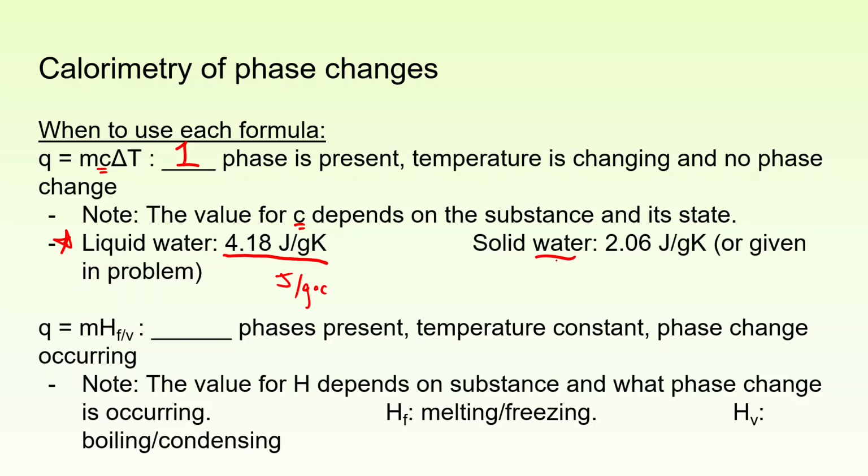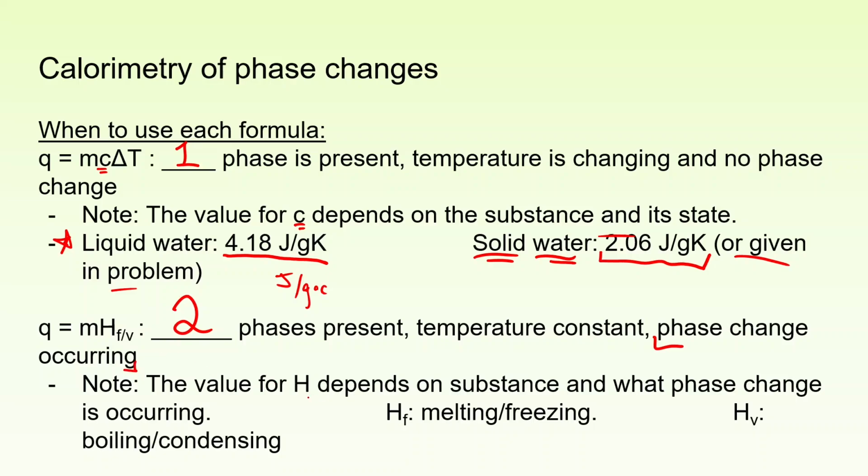But if it's the same substance in a different state, like a solid, like ice instead of liquid water, then the value will be different, and it will usually be given to you in the problem. Now, when do we use the Q equals mHf or the Q equals mHv? We do that when there's two phases present. The temperature is going to be constant, which is why there's no delta T. The temperature is not changing because it's going through a phase change.